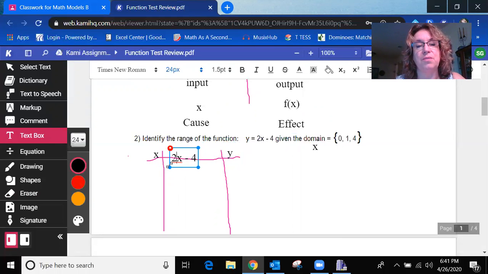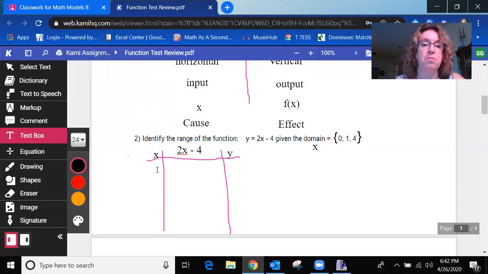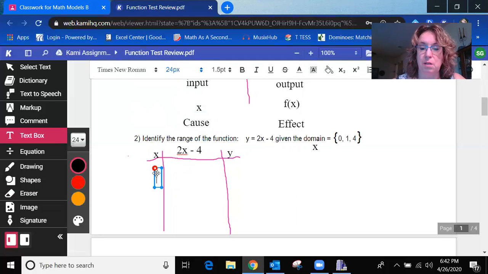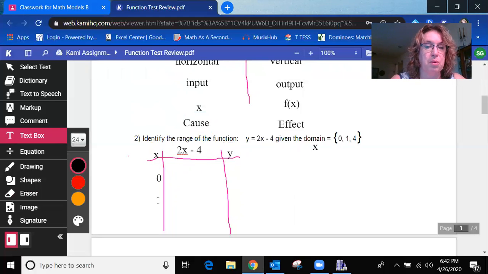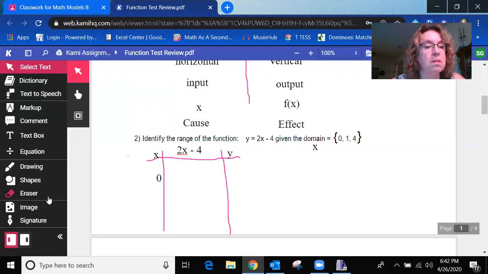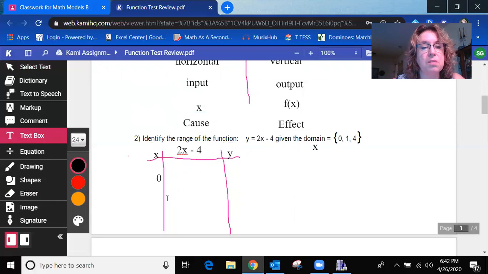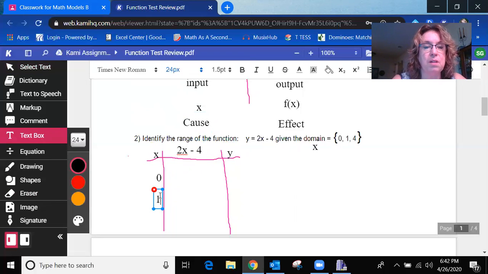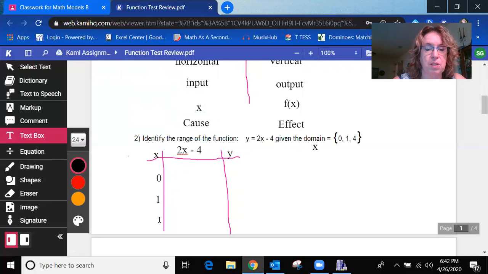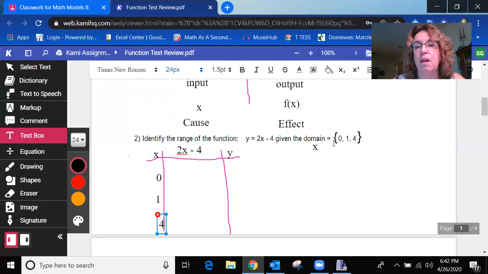So I'm going to put in some numbers, x, and which x's am I going to put in? I'm going to put in 0. I'm going to put in 1. No, I still want my text box. I'm going to put in 1, and I'm going to put in 4. And they told me right there, 0, 1, and 4. So those are the x's I'm going to use.